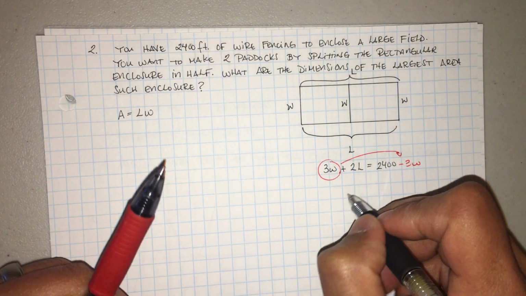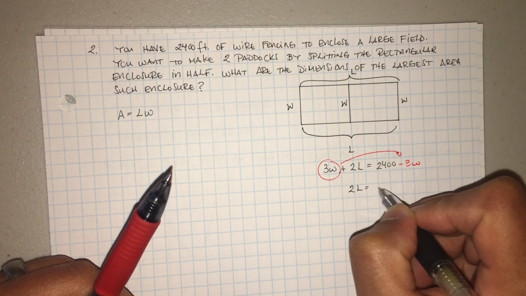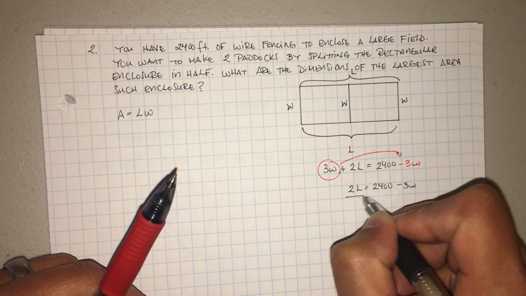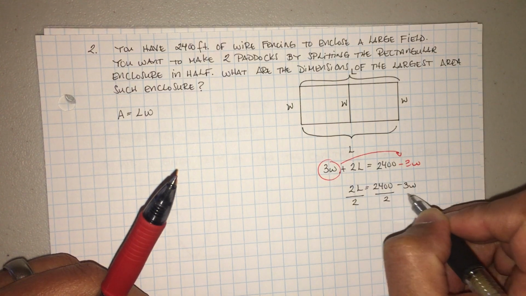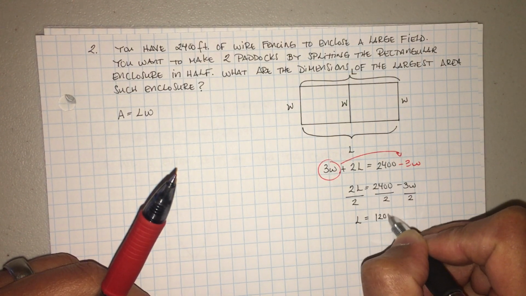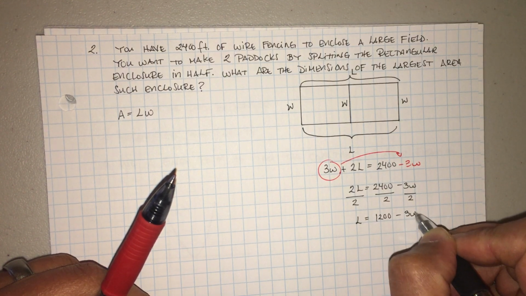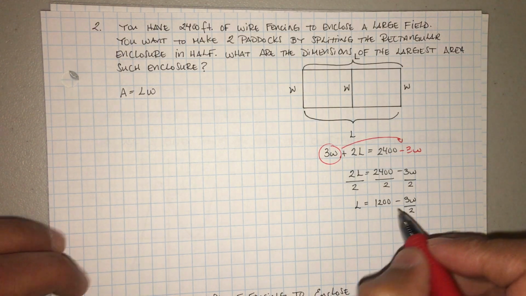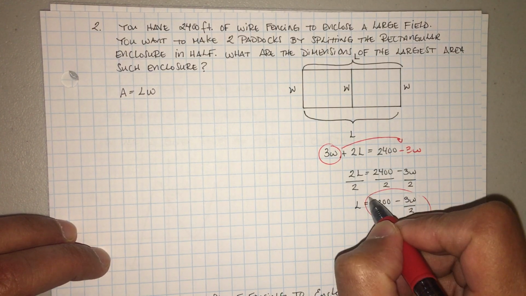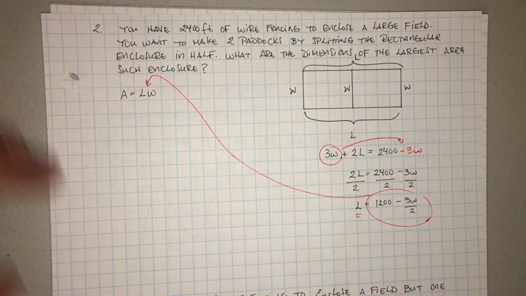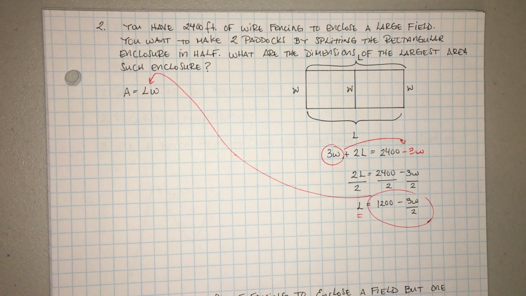Now what do? Well, I get 2L is equal to 2400 minus 3W. Divide both sides, everything by 2. Okay. So now we're going to have length is equal to 1200 minus 3W over 2. And that's okay. We're going to go ahead and just use it. Vamos a usar esto. Entonces esto, this guy's going to go wherever I see an L. So this guy's going to go right in there. Okay. So now I can go ahead and continue.